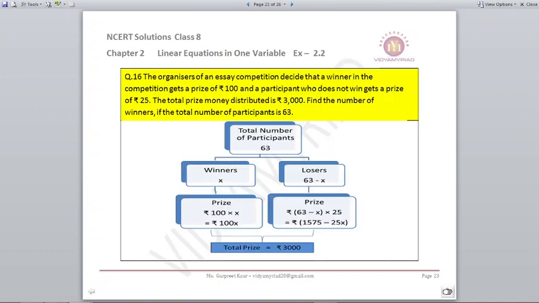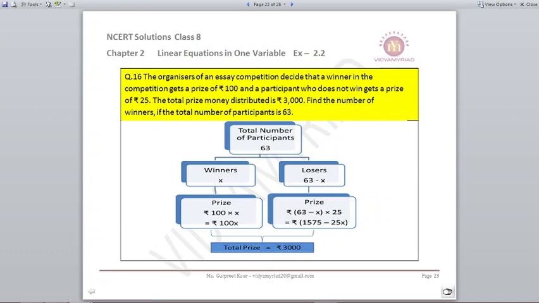Question number 16. The organizers of an essay competition decide that a winner in the competition gets a prize of rupees 100 and a participant who does not win gets a prize of rupees 25. The total prize money distributed is rupees 3000. Find the number of winners if the total number of participants is 63.